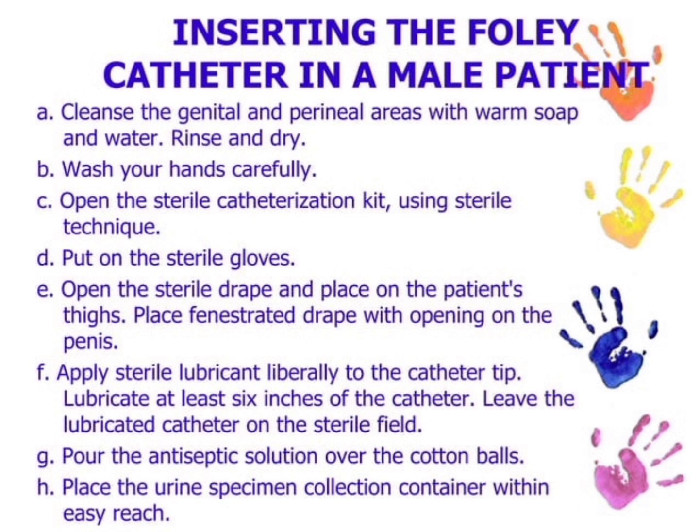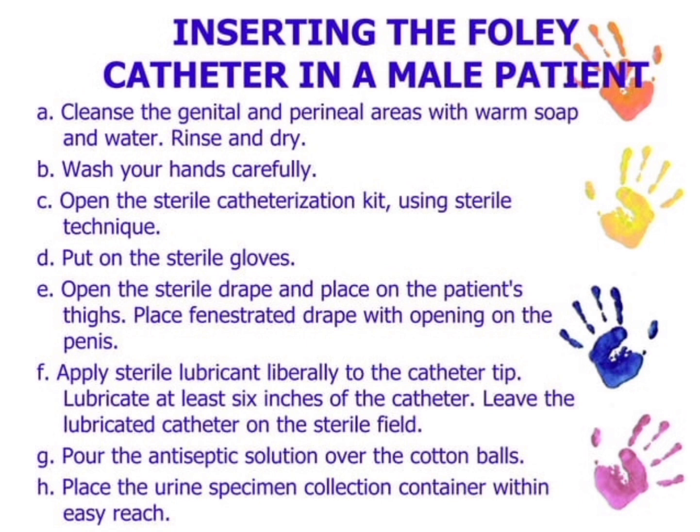Inserting the Foley catheter in a male patient. Cleanse the genital and perineal areas with warm soap and water. Rinse and dry. Wash your hands carefully. Open the sterile catheter kit using sterile technique. Put on the sterile gloves. Open the sterile drape and place it on the patient's thighs. Place the fenestrated drape with the opening over the penis.